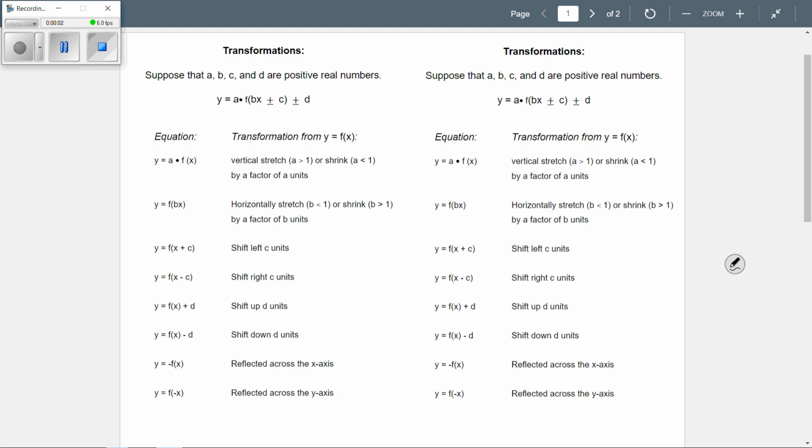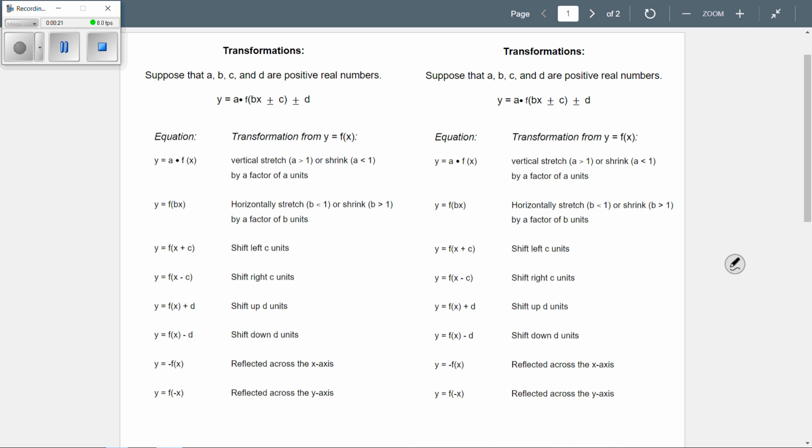All right, today we're going to do transformations. Okay, we're going to move on. We're going to do transformations. And in our notes, they're already all written out for us. It says suppose that A, B, C, and D are positive real numbers. So it's written as that. And it tells you for each letter what they're supposed to do.